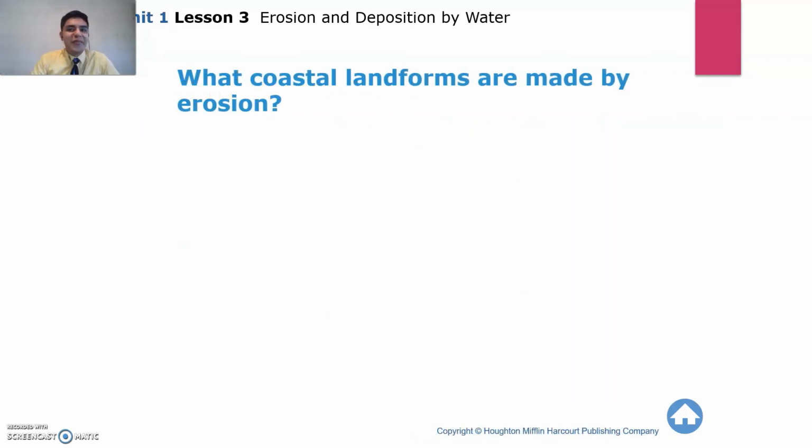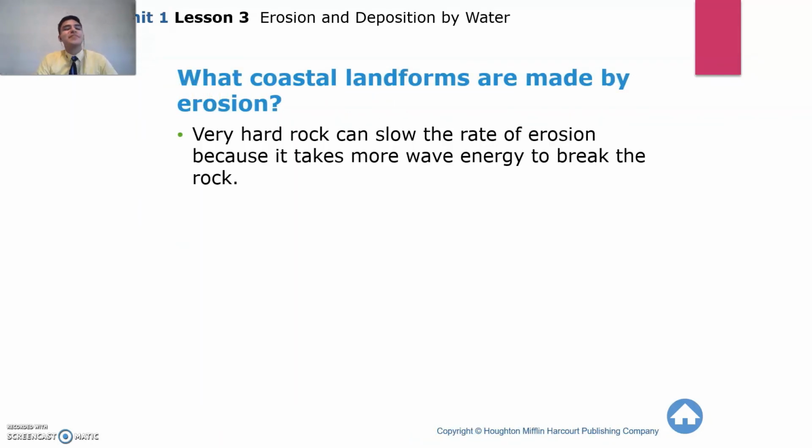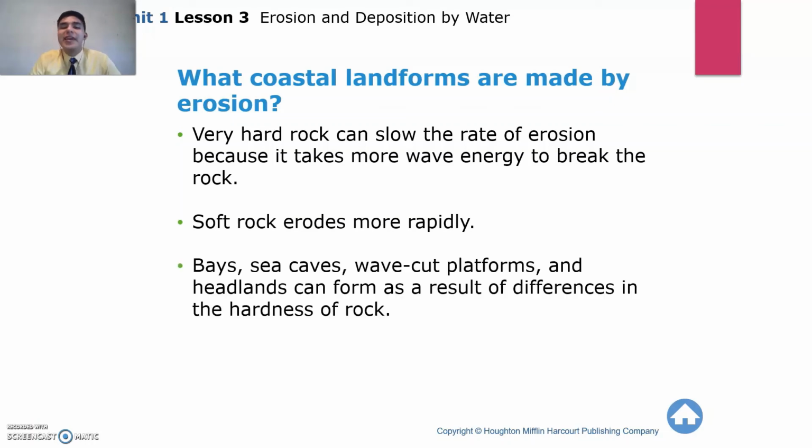Besides destruction of human structures around. Very hard rock can slow the rate of erosion because it takes more wave energy to break the rock. Soft rock erodes more rapidly. Bays, sea caves, wave-cut platforms, and headlands can form as a result of differences in the hardness of rock.